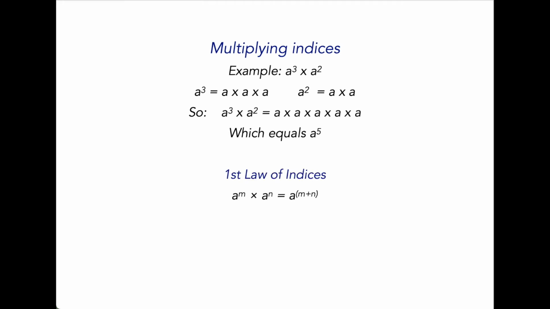So this gives us the first of our laws of indices. To multiply two identical base values, each raised to a power, you add the powers. Note that the bases must be identical. You can't multiply a cubed times b squared in this way. If the base numbers are different, you would have to calculate the value of each expression, a cubed and b squared, separately, and then multiply them together.